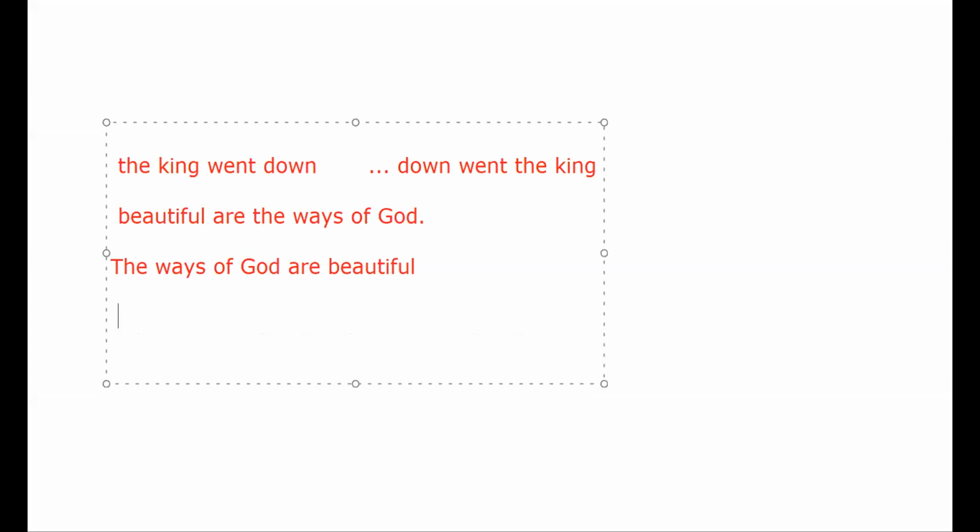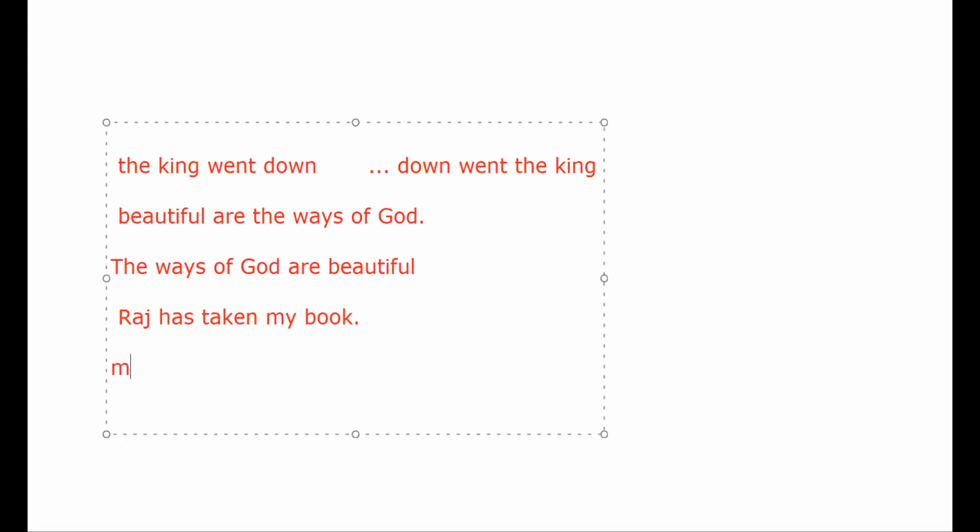Suppose I say Raj has taken my book. When I say this, who is highlighted here? Raj has taken my book. Obviously, I am highlighting Raj, not Ravi. You thought Ravi? No, Raj has taken my book. I am trying to emphasize this. Now, I can also emphasize my book.